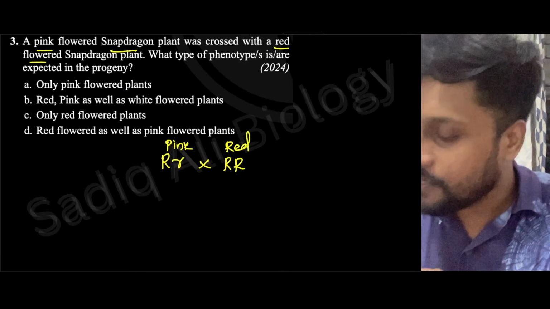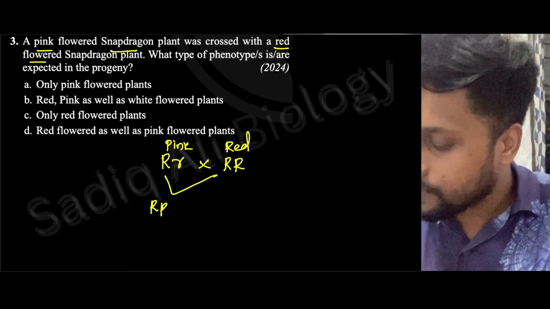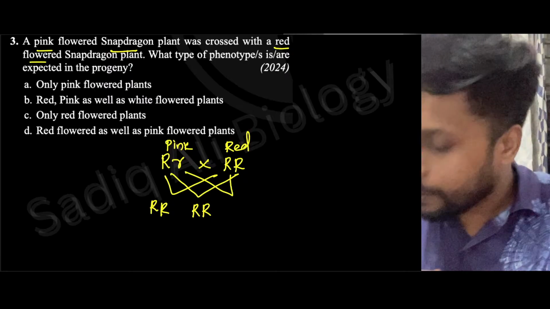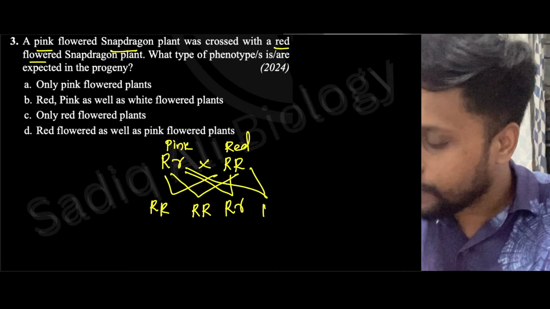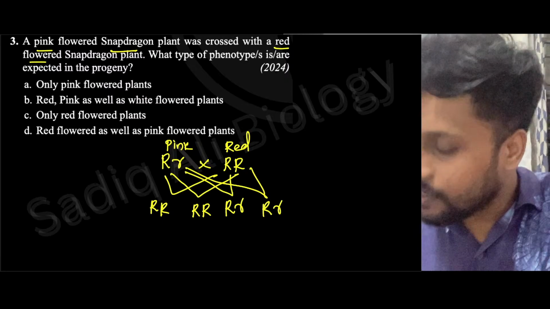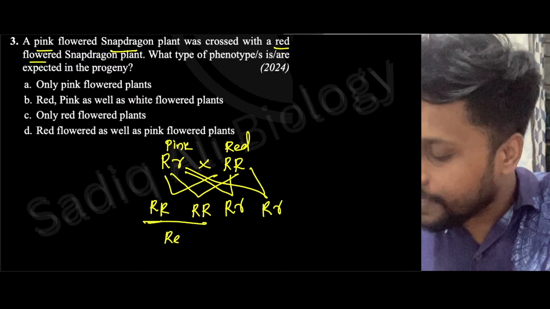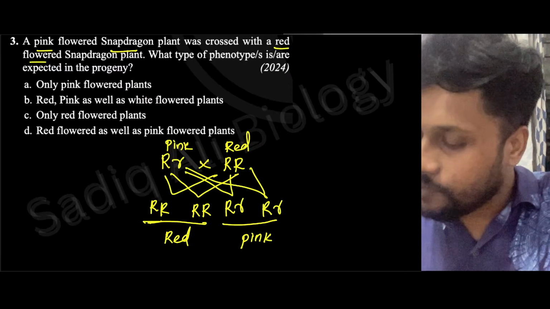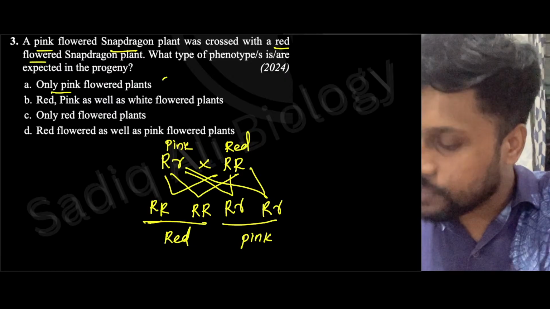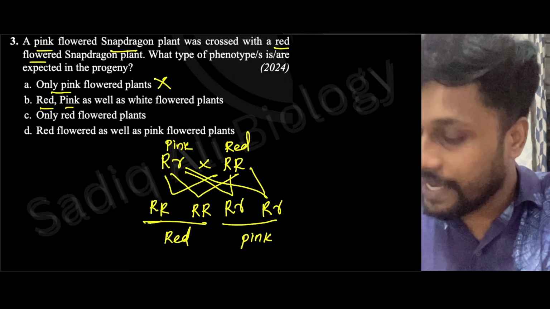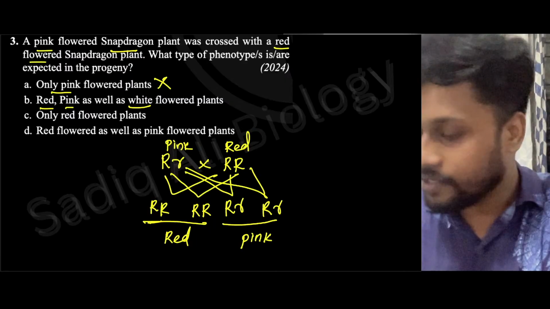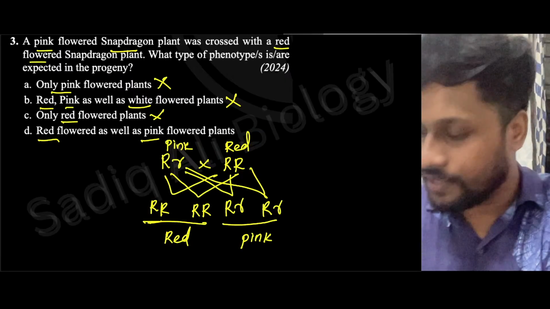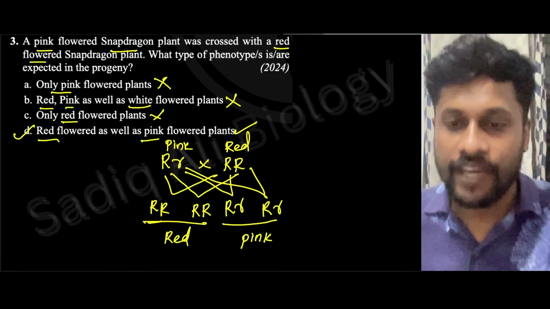So what are possible here, guys? Capital R capital R, then capital R capital R, then capital R small r, then capital R small r. So these two will be red. These two will be pink. So what will be option one? Only pink, which is not possible. Red, pink as well as white. White is not here, so it is incorrect. Only red, no. Red as well as pink. Yes. So option D is the answer. Very good. Very good.